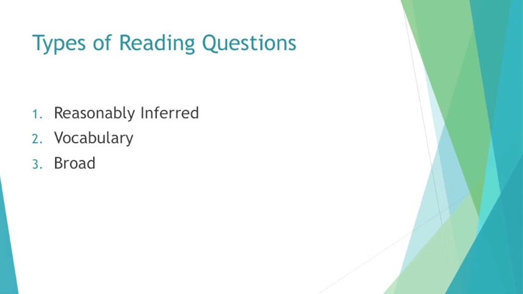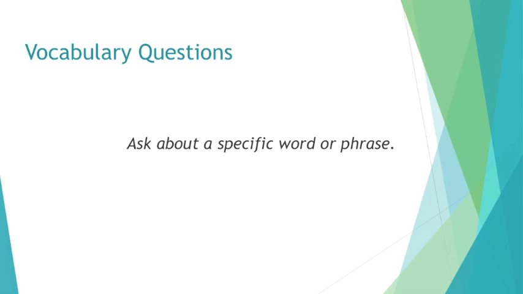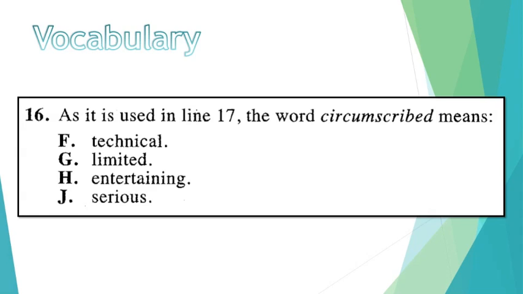The second type of question is vocabulary, which also directs you to a particular part of the passage and asks you a question about a specific word or phrase. For these questions, students should look at the neighboring words and sentences to help provide context and meaning. Here's an example. Let's look at question 16. Here the question specifically mentions line 17 and asks you to define how the word circumscribed is used in this passage. The student should read line 17 and the surrounding sentences if needed, in order to get a sense of the context and meaning of the word.